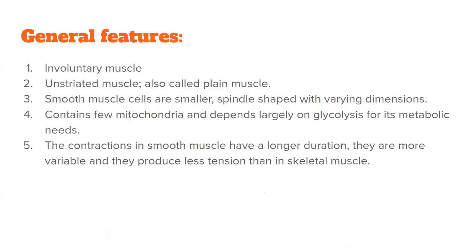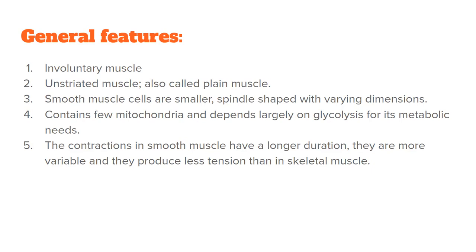We'll be talking very briefly about smooth muscle and the stretch reflex. Now, what are the general features of smooth muscle? They are involuntary. They are unstriated, hence also called plain muscle. They are smaller. They are spindle shaped with varying dimensions. And see, if the smooth muscle is in the eyes, they are small.